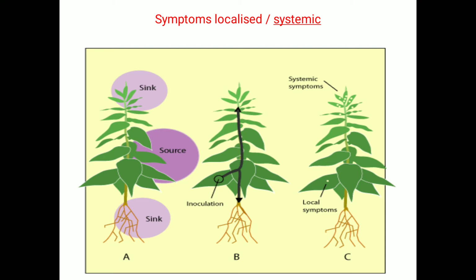Again we discuss localized symptoms. That means when inoculation or insertion of the pathogen takes place and symptoms are caused around the infection, it is called local symptoms. And when the pathogen spreads through the system of the plant and causes symptoms on different parts of the plant, then it is called systemic symptoms.